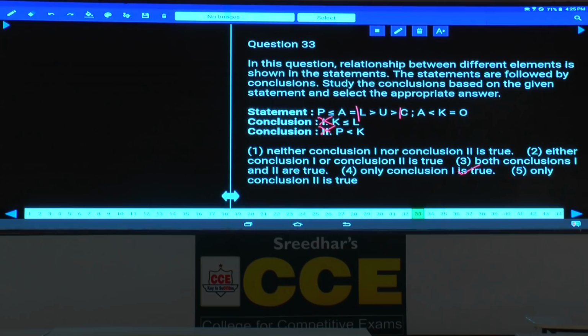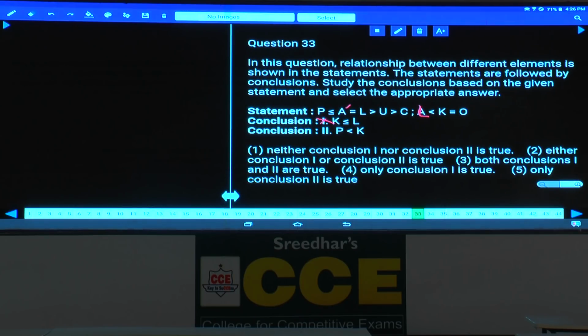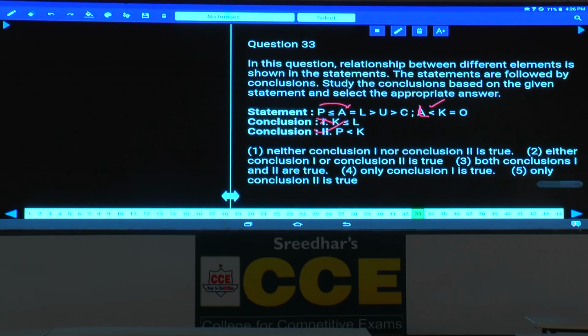Then coming to 33, the relation between K and L. What is the letter which is common here? A is common. A equals to L. In the place of A, we can take it as L. L lesser than K is true, that means K greater than L. K lesser than or equals to L is false. Then the next one, P lesser than K. What is the element which is common here? A is common. P lesser than or equals to A lesser than K, so lesser than is common. P lesser than K is definitely true, and so only 2 follows, and it is given in choice 5. 33, choice 5.